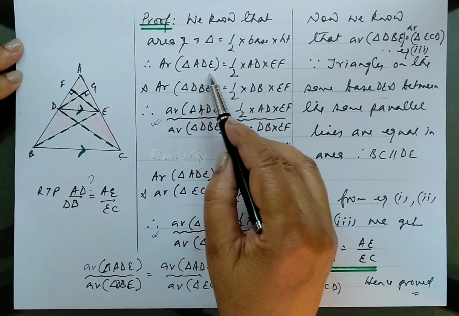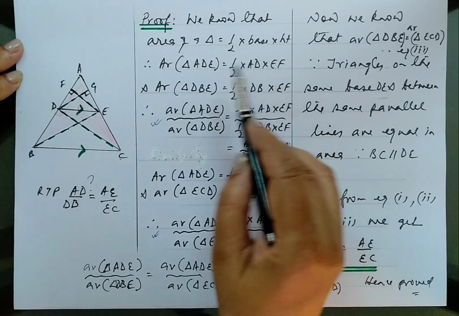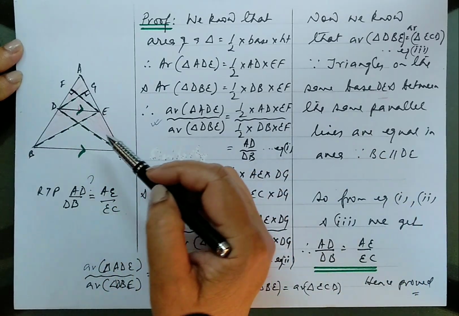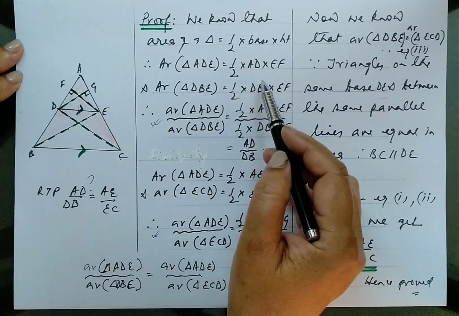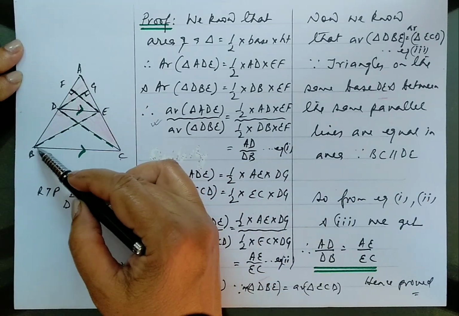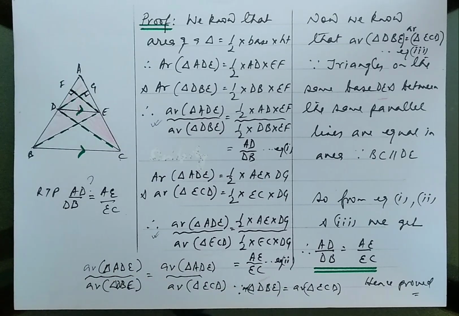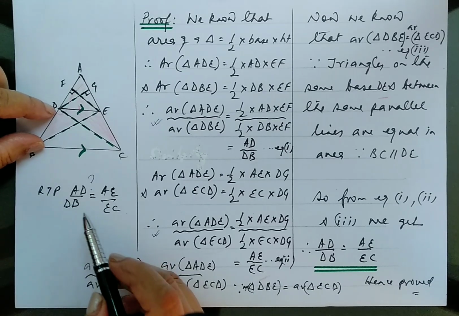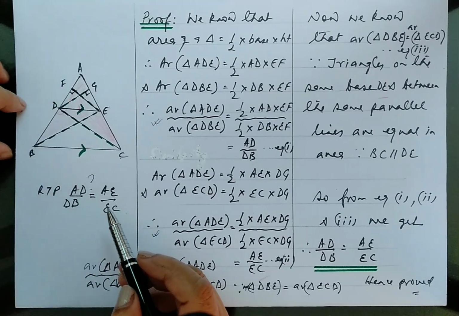So in triangle ADE, half into AD into EF will fetch you the area. Area of triangle ADE is equal to half into base into height. Correct? What about DBE? We have the base. We want DB to be present there. Alright? So, if DB were to be present, we have to take something that blends with this base, EF.